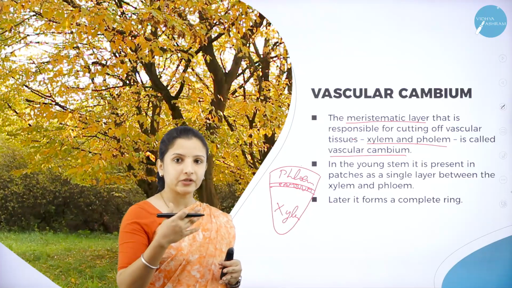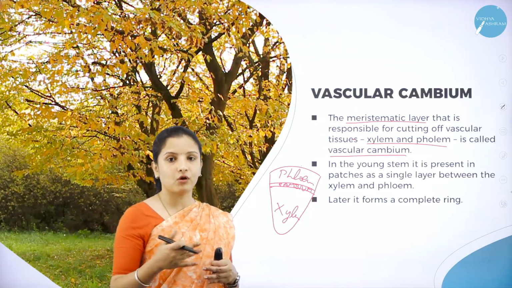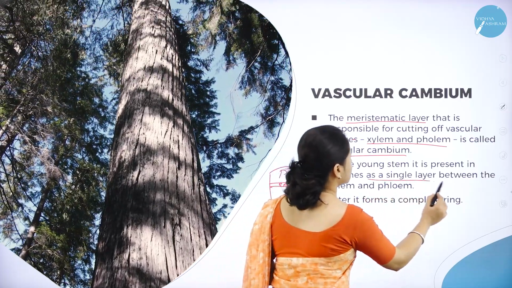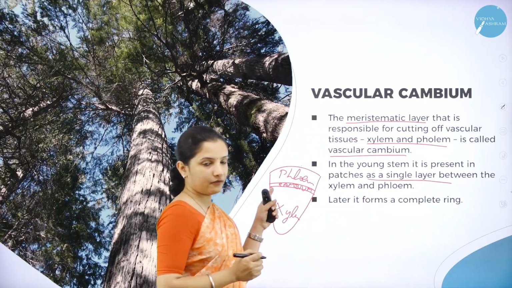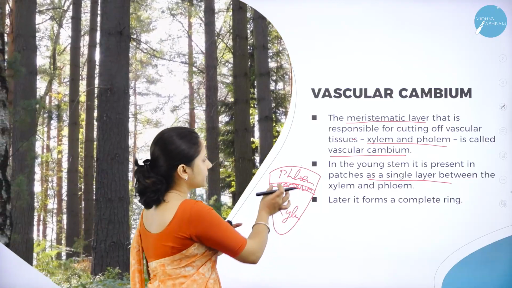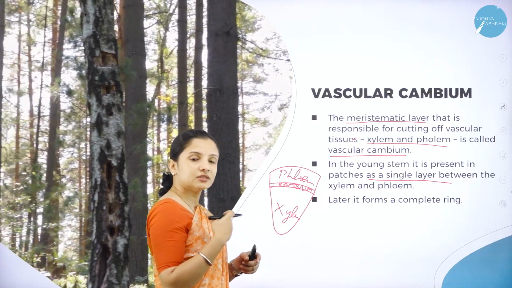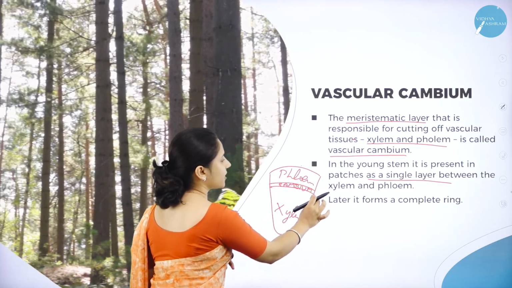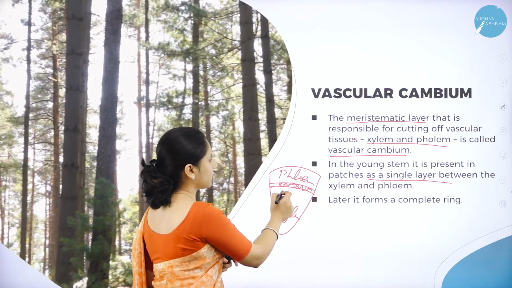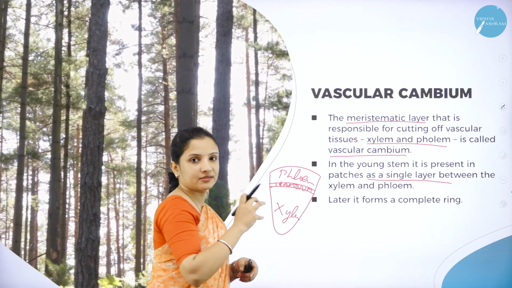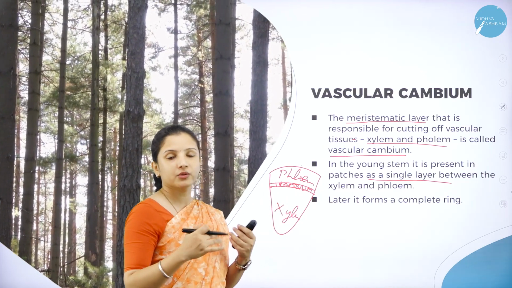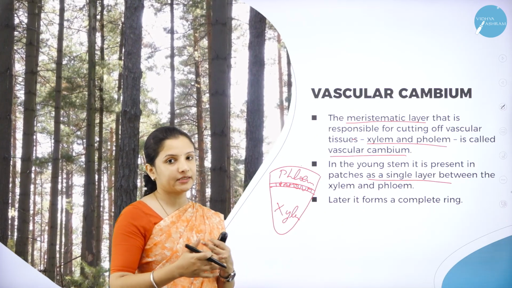But as the stem matures, as it grows old, the vascular cambium becomes a single layer between the xylem and the phloem. Earlier, when the stem is still growing or is in the young stage, they are usually not a continuous structure, but are in bits and pieces here and there. But later on, they form a complete structure, which is the vascular cambium, as the cells mature.